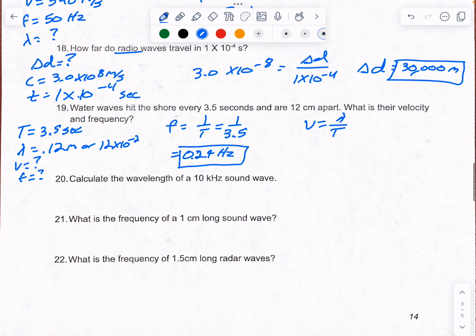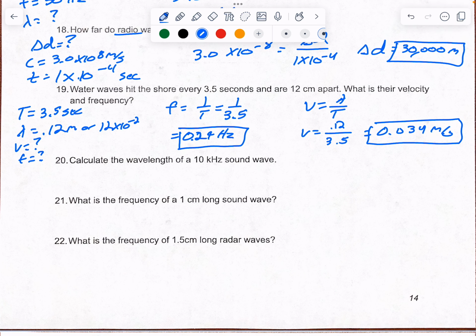So V equals wavelength over T. Velocity we don't know. Wavelength is 0.12 divided by your time, which is 3.5, and you get a velocity of 0.034 meters per second.